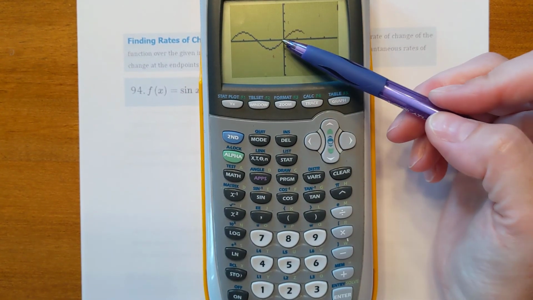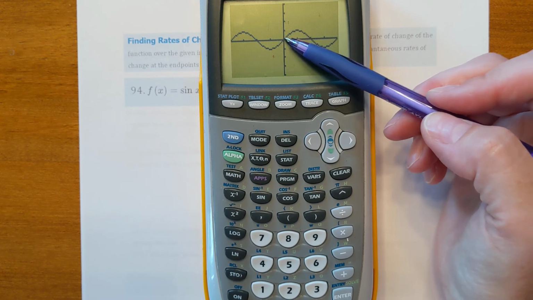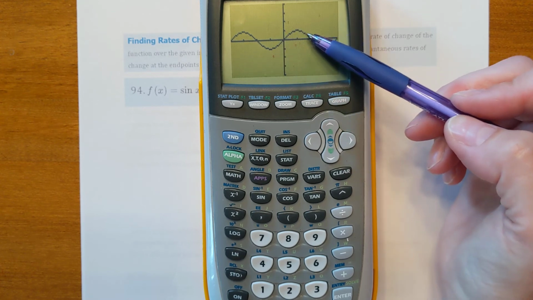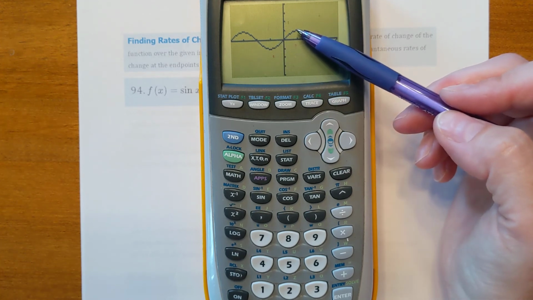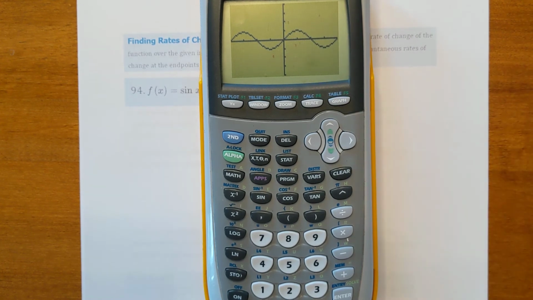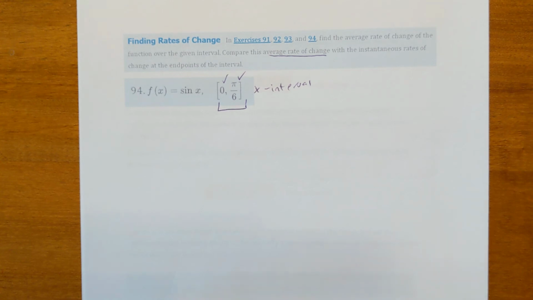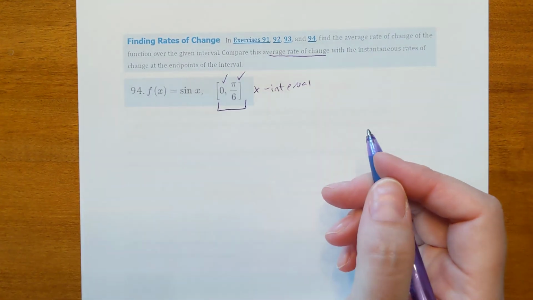So from 0 to pi over 6, for this piece of line, they want to know the slope from 0 to pi over 6 between those 2 points. Notice it's a curve, so it's not a straight line. So when we get the slope between those 2 points, it's going to be very different than the instantaneous slope at the actual endpoints. All right, so again, average rate of change, that's the slope.